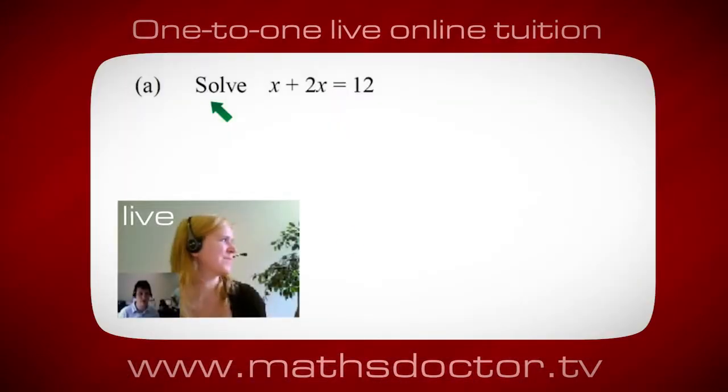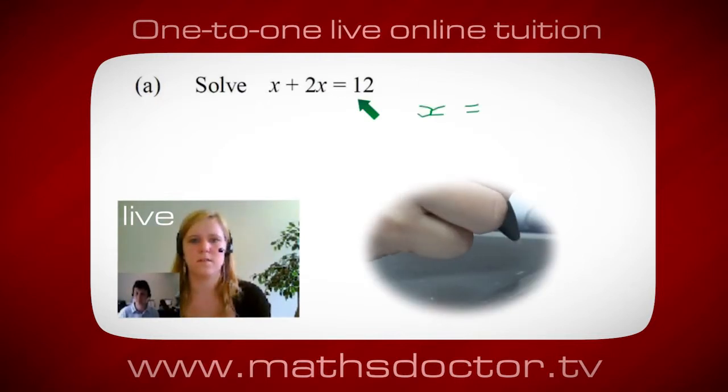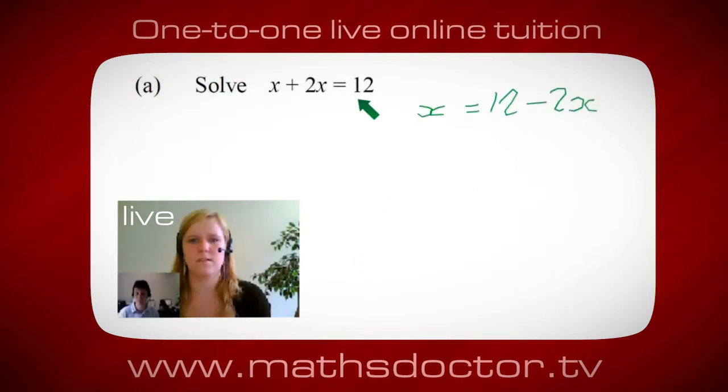Okay, Mary, so let's have a look at this one. Solve x plus 2x equals 12. So what do you think you do first? Okay, well, I want x on its own, so I would put x equals 12 minus 2x. A lot of the time we want to get x by itself, but what we want to do first is get all of these x's together. So can you see anything we can do with this? Get all these together in one place.